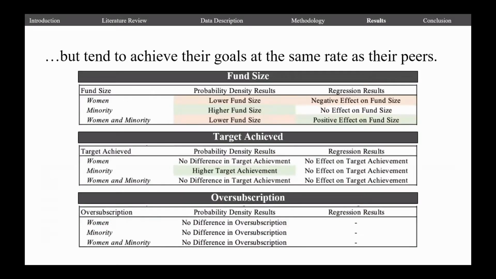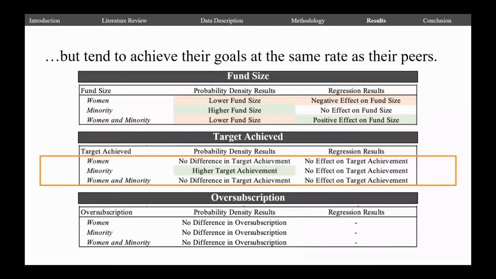We now consider the relationship between diverse ownership and achievement of fundraising goals. We find that without any controls, women-owned and women and minority-owned funds tend to raise smaller funds than their counterparts. However, when controlling for outside factors, we find that while women ownership alone again tends to lead to smaller fund sizes, minority-owned and women and minority-owned funds tend to perform in line with or even better than their peers.